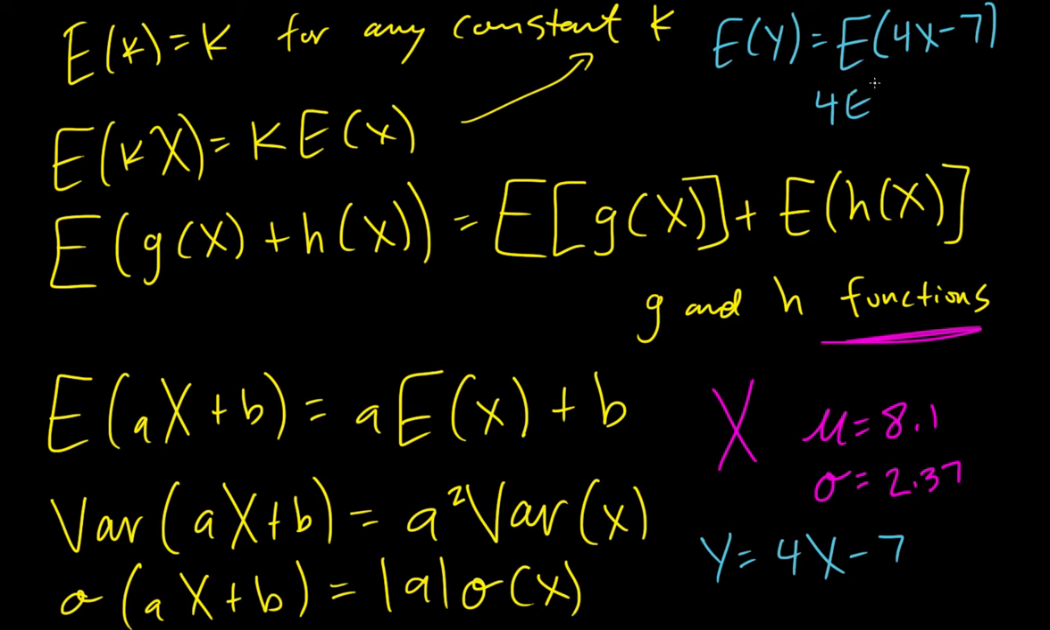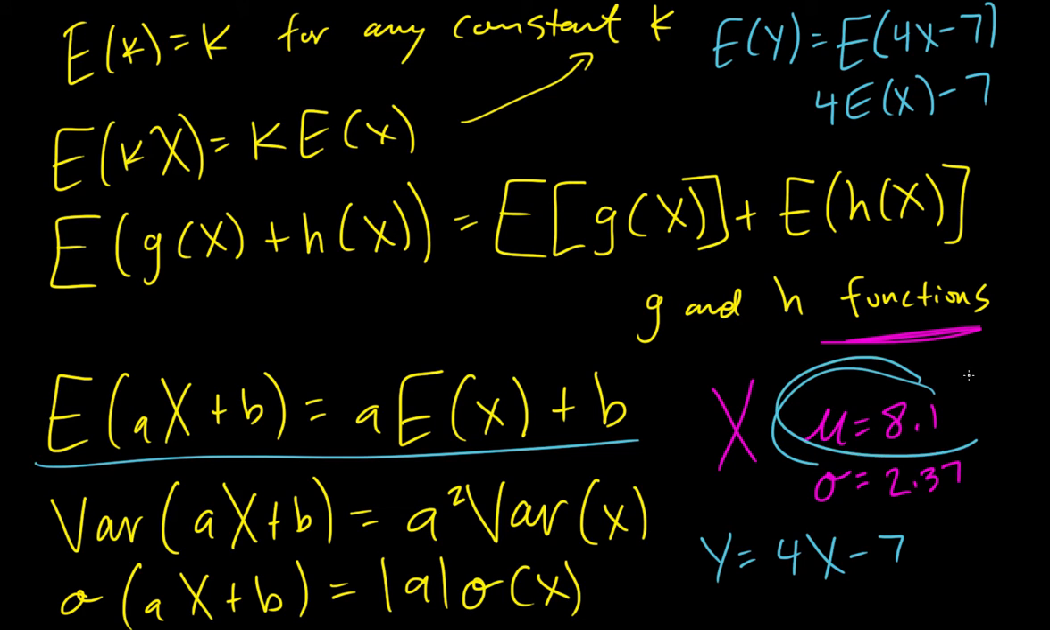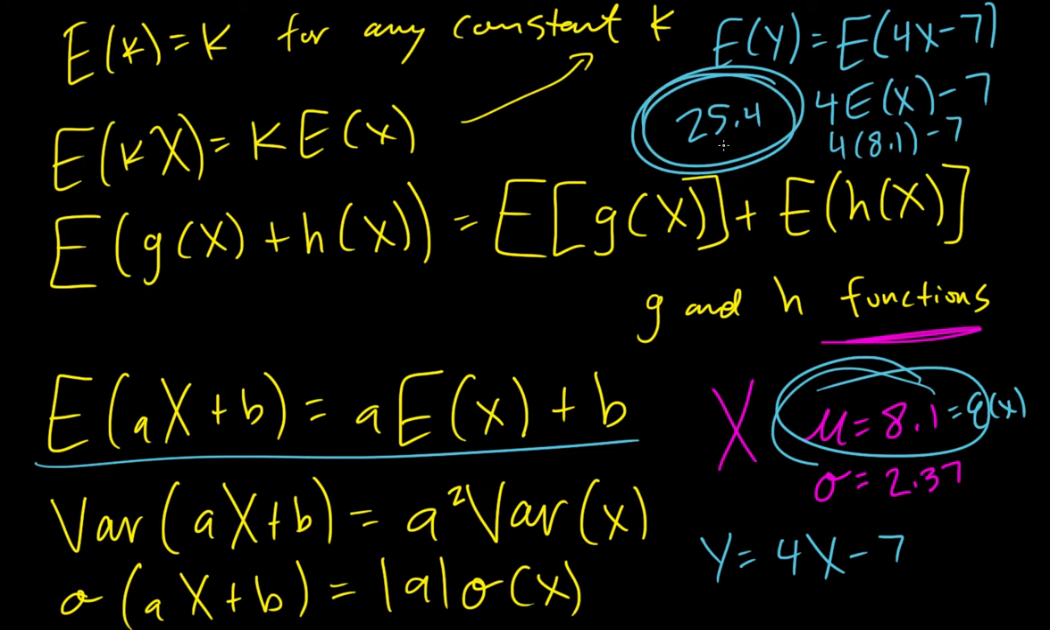So we have 4E of x minus 7, applying this one. And then we just plug in, we know the mean is just E of x, and we plug that in, so 4 times 8.1 minus 7, we plug that into a calculator, and we see that the mean is 25.4.